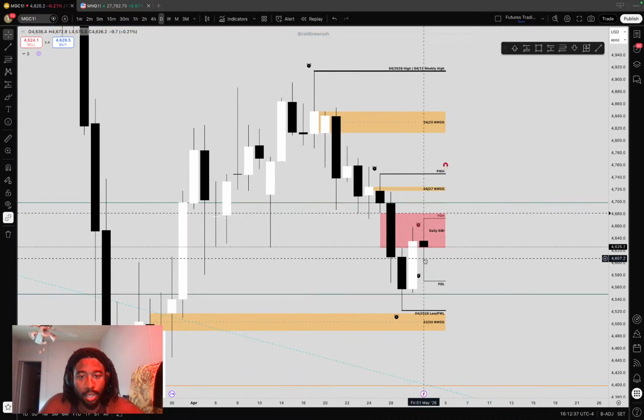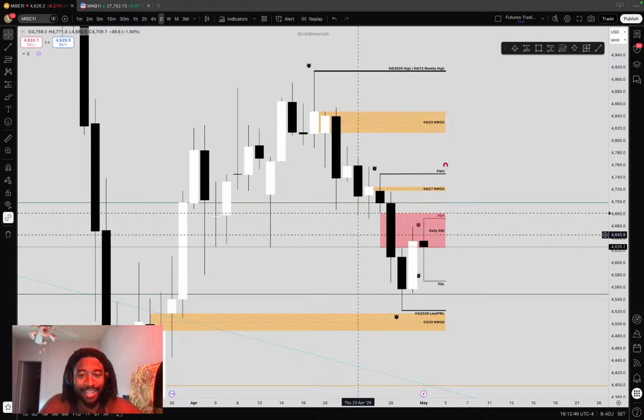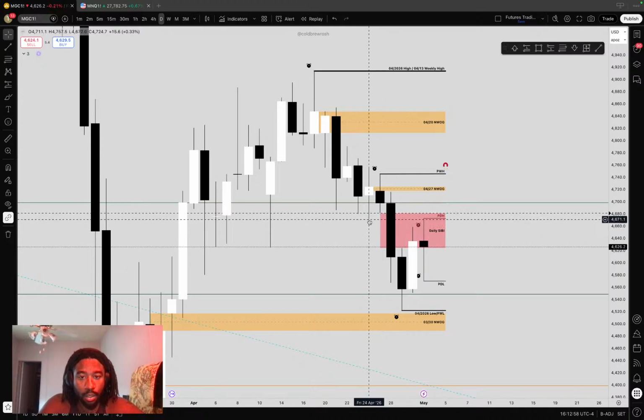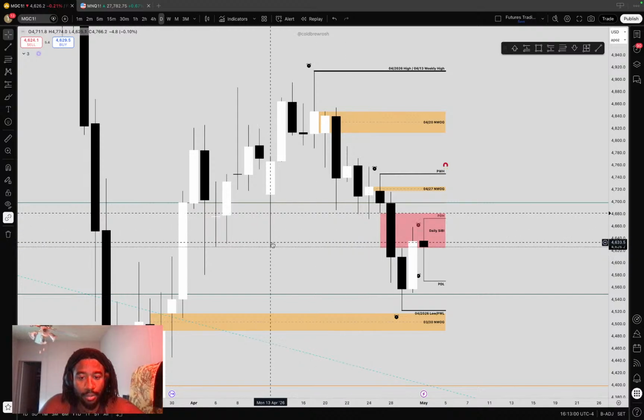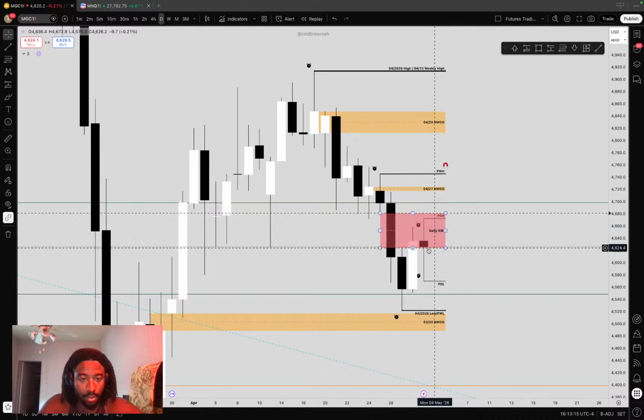I labeled the daily SIBI here. You can label any sell side imbalance, buy side inefficiency. But I'm labeling this one specifically because it overlapped that previous week low, and it overlapped the April 13th weekly low. Because it overlapped both of those lows, I think it's high probability for us to see a move coming out of this daily SIBI, or another example of internal range liquidity.